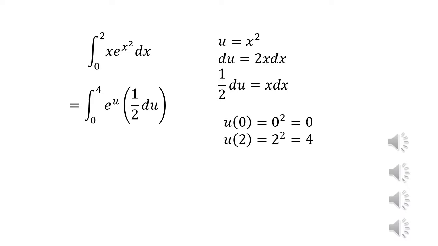Now we get a lovely bonus. Because this integral is exactly equal to the original, I can evaluate it directly without having to back substitute. The integral of e to the u 1/2 du is simply 1/2 e to the u from 0 to 4. And that gives us the answer, which is 1/2 times the quantity e to the 4th minus 1.